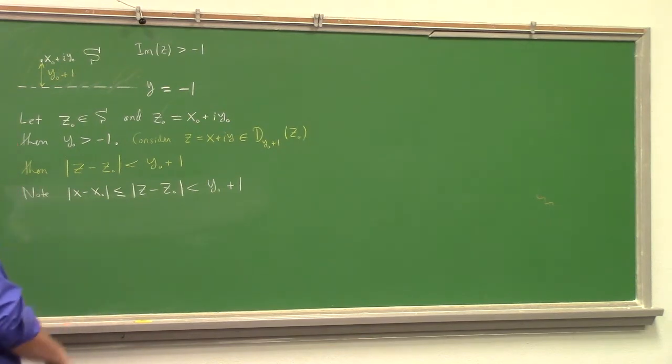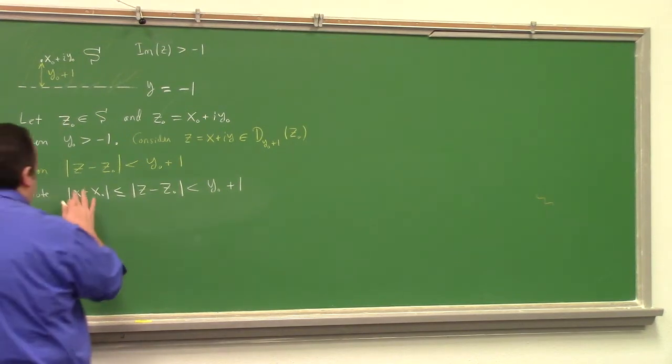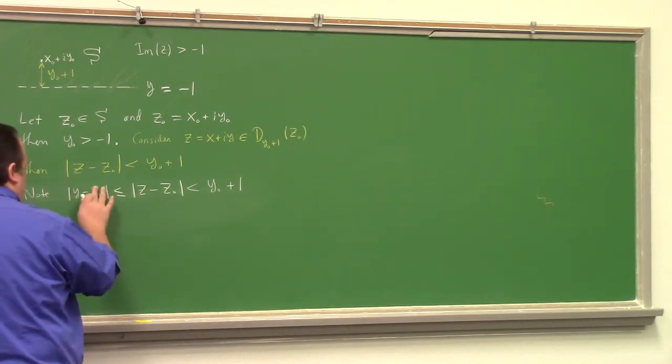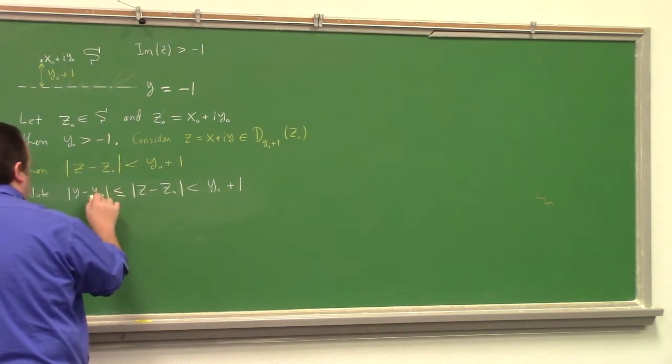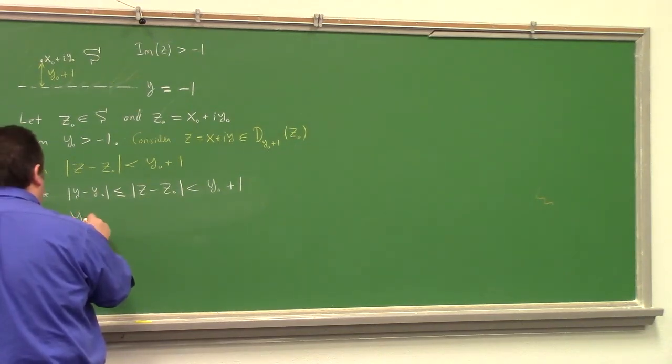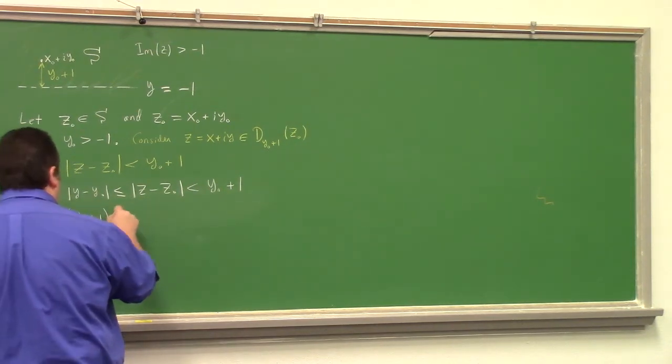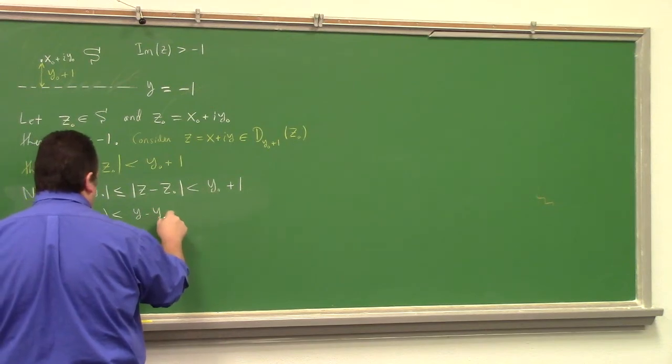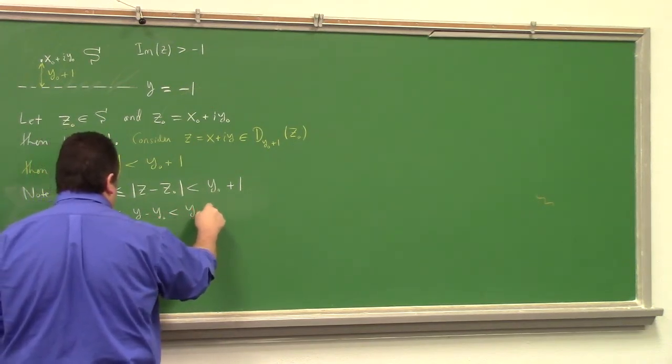Do I care about x? It's not about x, right? X is free. X can be whatever it wants to be, and it's still in S. The issue is y, so I should have picked on y, not x. My bad. Let's try that again. So y minus y naught, like that, yeah? And then that means that minus y naught plus 1 is less than y minus y naught is less than y naught plus 1.